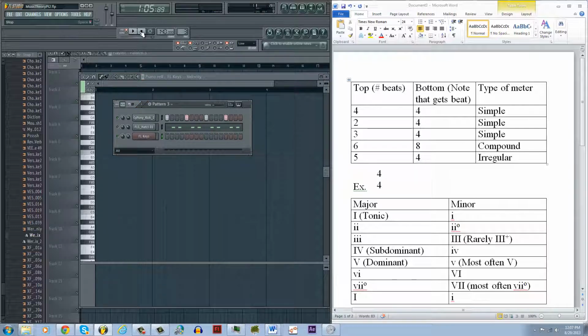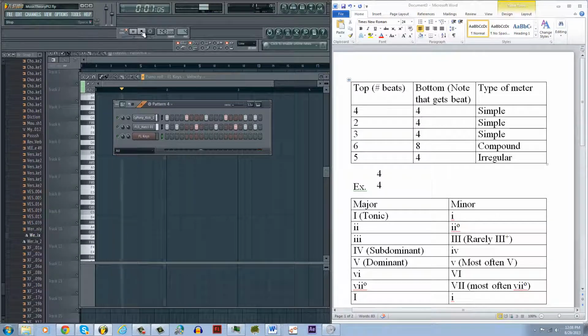There's also irregular meter, where the accents can be flexible, with the exception of the first beat. 5/4 is a common example of this. 1, 2, 3, 4, 5. 1, 2, 3, 4, 5, 1.